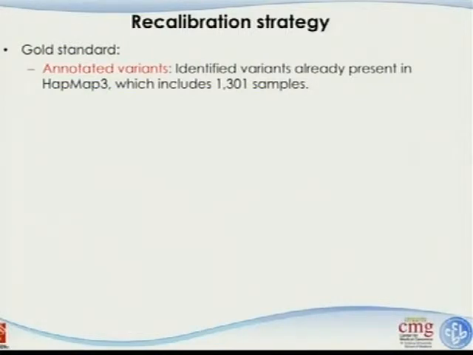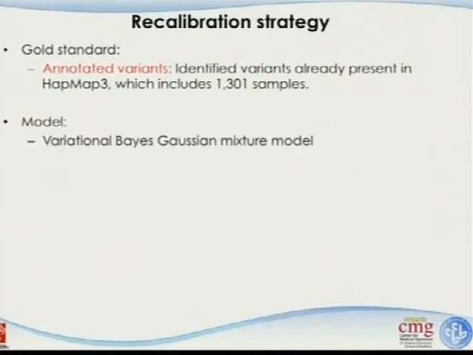Again, HapMap is an international project. We probably didn't talk about it too much. Many years ago they had HapMap phase 1 and phase 2. I think initially they did genotyping for 100-something individuals, with four populations. Then they extended phase 3 to include 1,300 individuals, and they did whole genome sequencing, which is part of the 1,000 Genomes Project, right? So the gold standard here is the annotated variance already identified in HapMap samples.